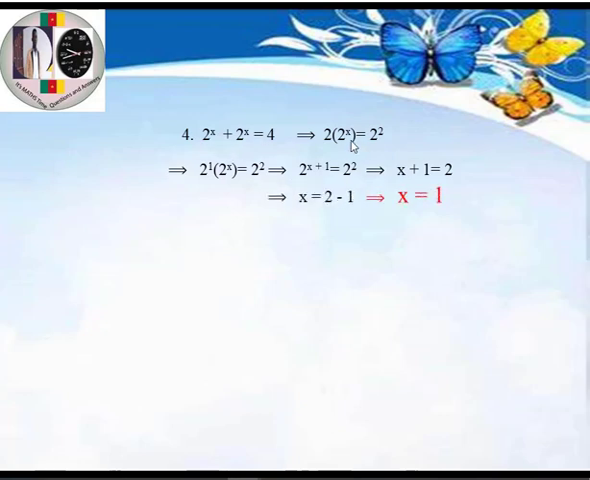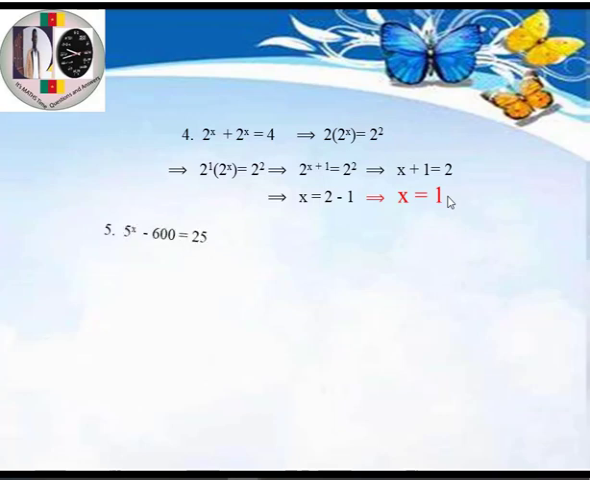But from here, you could change it to something different. Since we have 2 into 2 power x equals 4, you can divide both sides by 2. So you have 2 power x equals 2. And since the bases are the same, the powers must be equal, because 2 is the same as 2 power 1. So x will be equal to 1 as well.